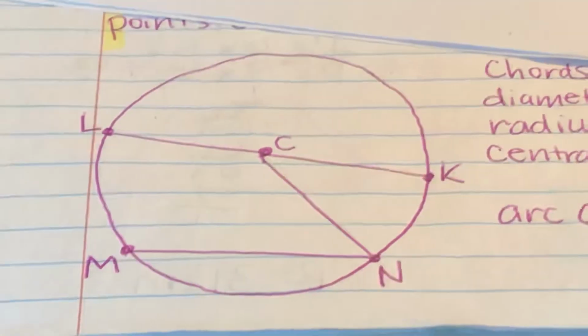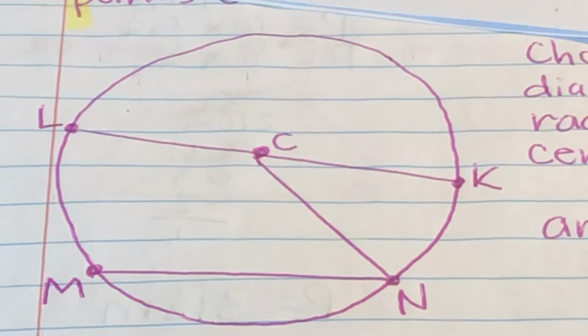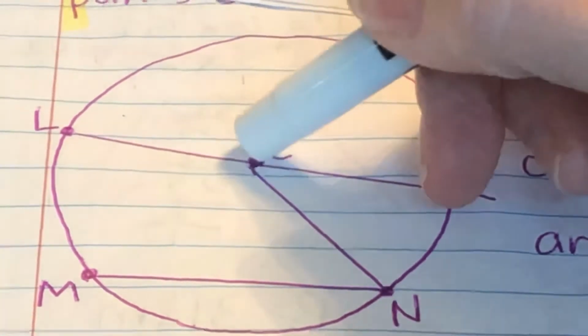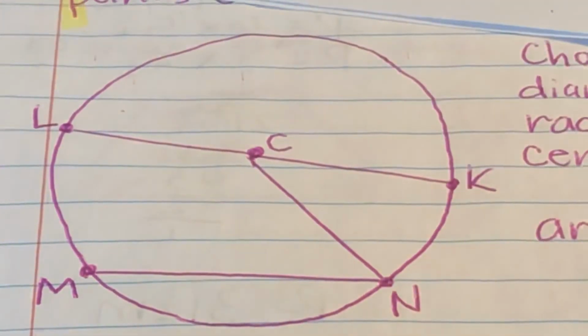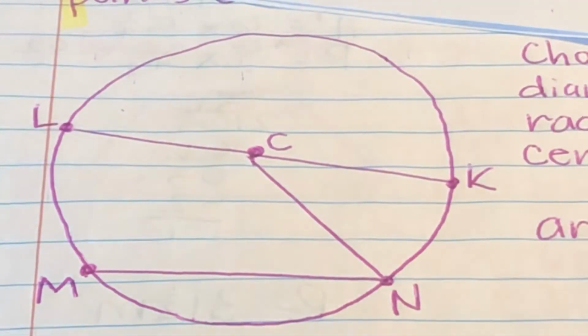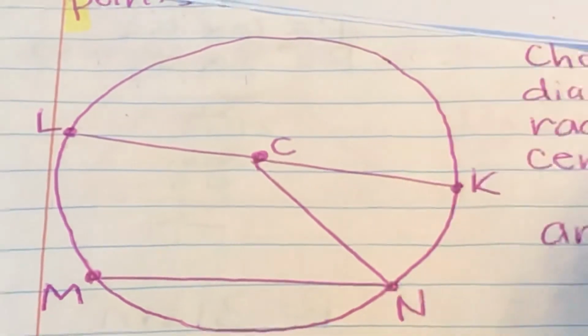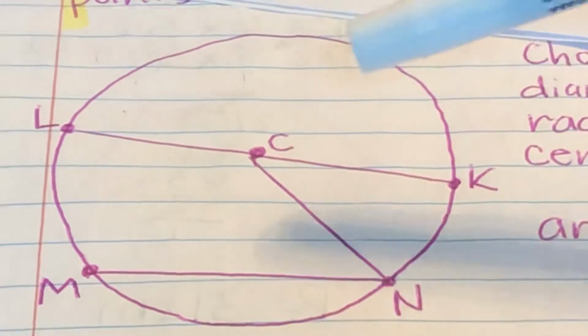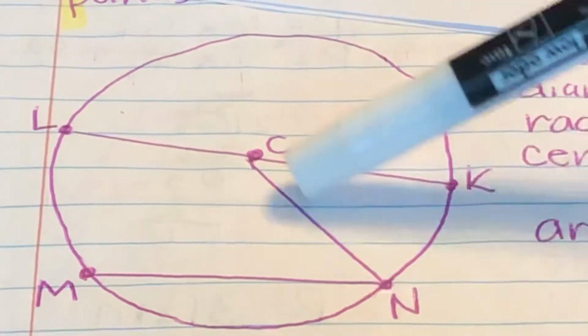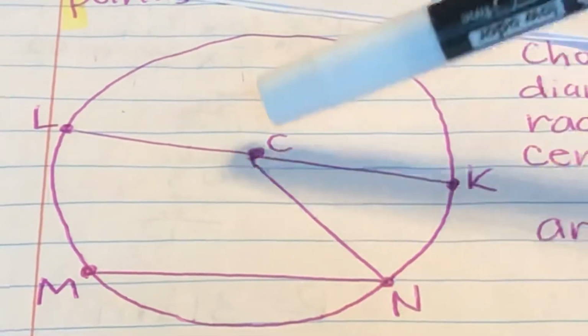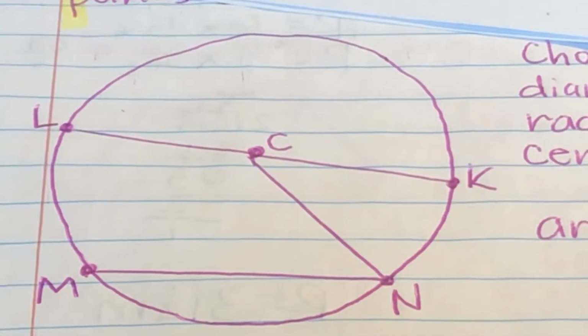So I'm looking for an angle and I know the vertex has to be the center point. So I know the vertex of any angle I talk about has to be C, because that's what the definition is. Central angle in a circle is an angle with its vertex at the center of the circle. So I see here KCN. Now I could say NCK, either one of those, but C is the vertex. So this would be a central angle because it's an angle with the vertex in the center of the circle.